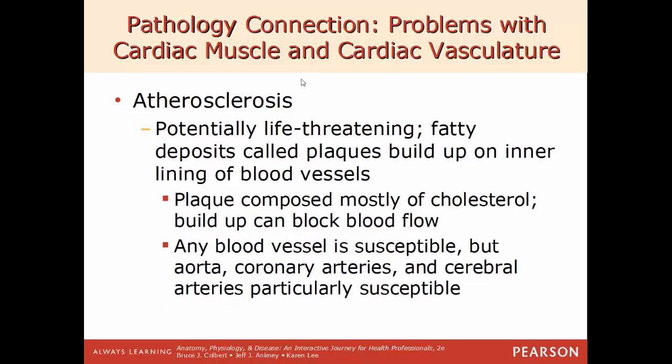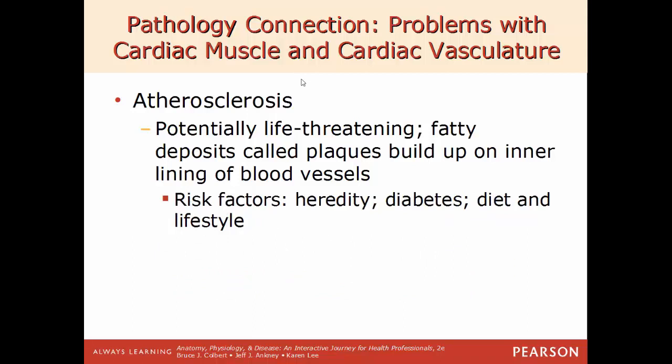Another condition that is closely related to arteriosclerosis is atherosclerosis. This is a potentially life-threatening condition. It's where you have fatty deposits called plaques that are building up on the inner lining of the blood vessels. And these plaques are mostly made up of cholesterol, which can partially or even completely obstruct blood flow. Any blood vessel is susceptible to this condition, but some are more susceptible than others. The ones where this is more likely to occur are the aorta, the coronary arteries, and the cerebral arteries.